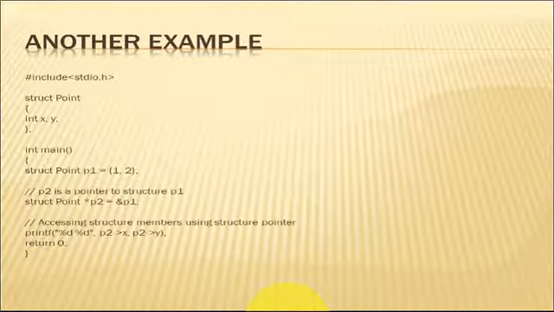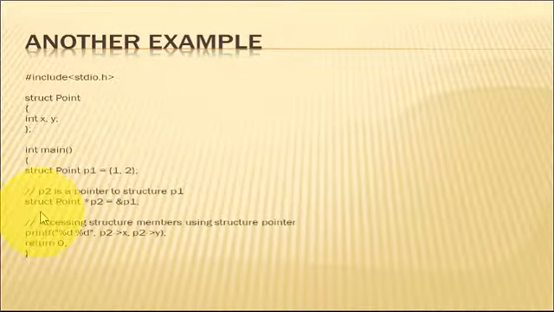Then one more example. Here we have one structure, a structure pointer. Inside that we have two data members x and y, both of the same data type, integer. Inside the main function we declare the structure variable p1 and initialize it with 1, 2 on a value basis. Here the x value is 1 and the y value is 2.